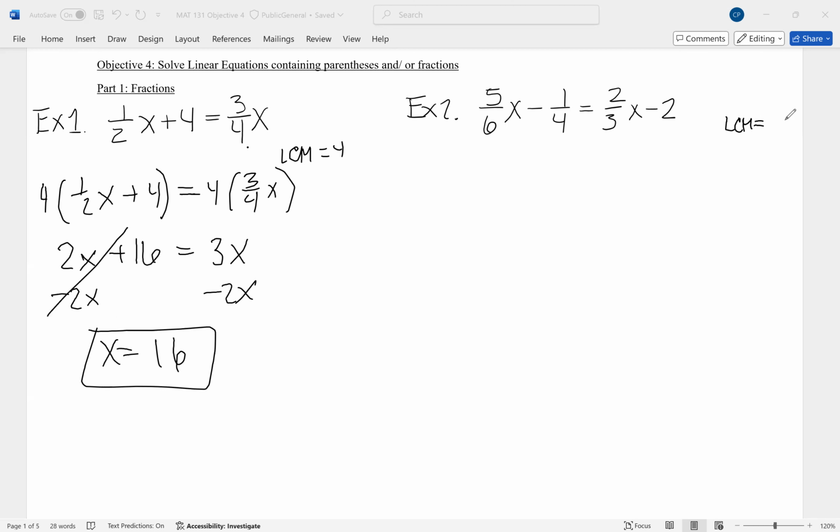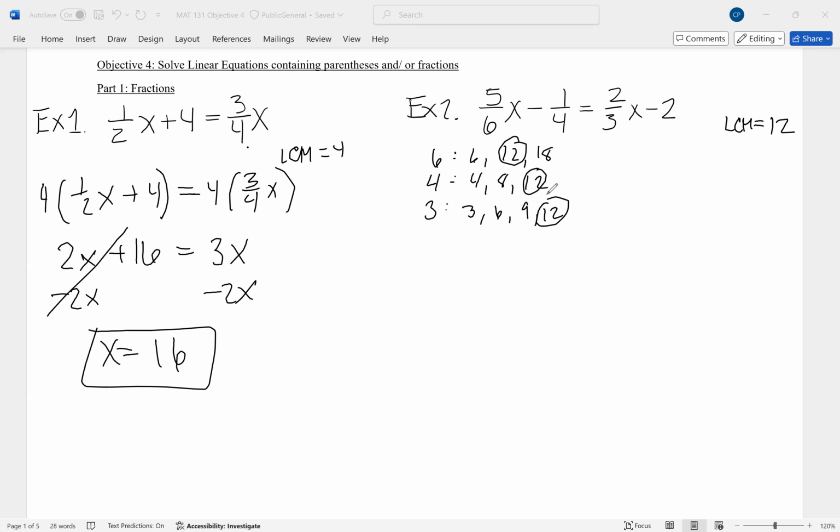All right. If we look at example 2, in our denominators, we have 6, 4, and 3. So that LCM is going to be 12. And if you do not know how to find the LCM, let's go over it quickly. The numbers in the denominator, we want to think about the multiples. And the smallest multiple that they have in common is what we want. So for this one, it's going to be 12, okay?